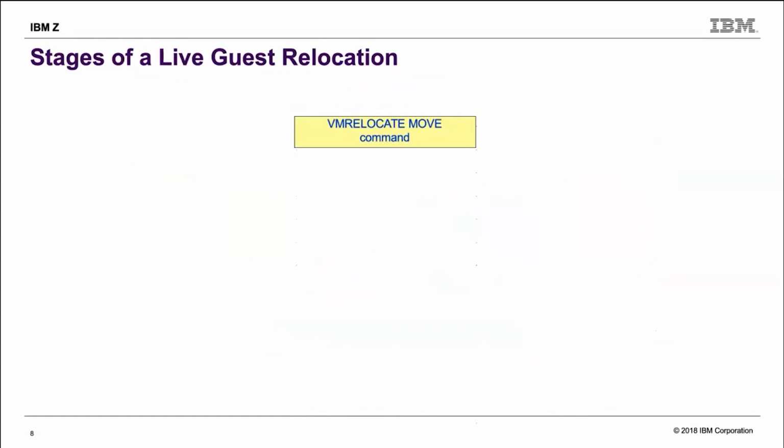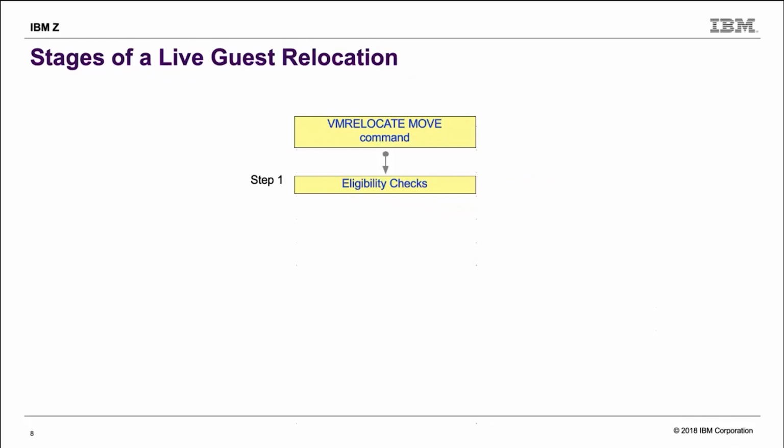Now, step 1 of a live guest relocation is something that we call eligibility checking. What do I mean by that? Perhaps to best explain this, it's reasonable to take a step back for a second and talk about a different flavor of VMRELOCATE, which is VMRELOCATE TEST. This is a variant of VMRELOCATE that will issue these eligibility checks and go no further.